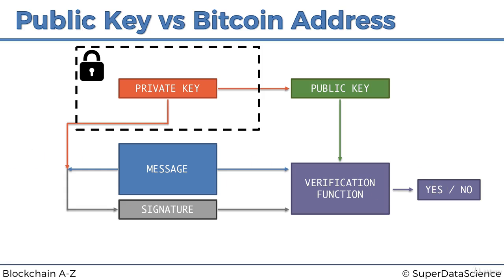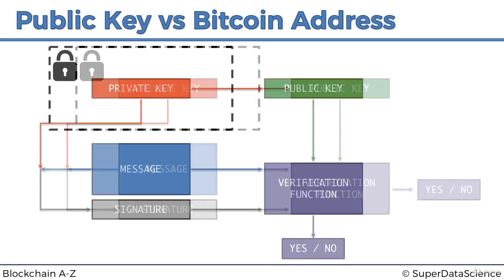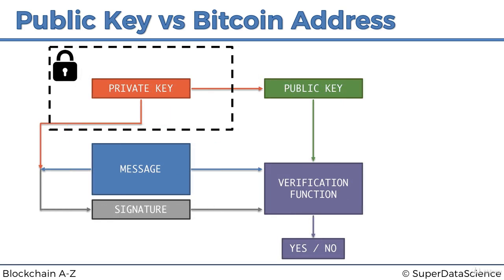And so what is a Bitcoin address? Well, let's move this diagram a little bit to the left. It's the same diagram, I just moved it to the left so that we have some space on the right. What a Bitcoin address is, it is derived from the public key, and it's derived by simply applying the SHA-256 hash function.